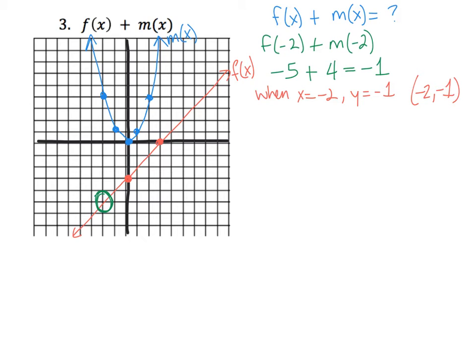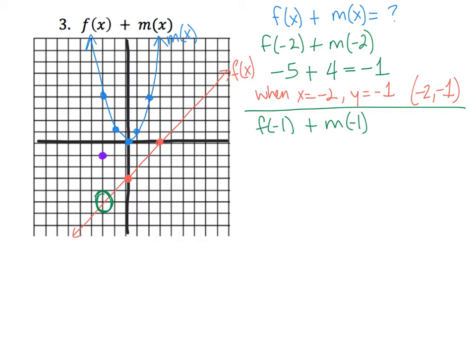So let me go put that on the graph. Let's use purple for our sum. So -2, comma, -1 is going to be right there. Shazam. Okay, let's do -1. F of -1 plus m of -1.